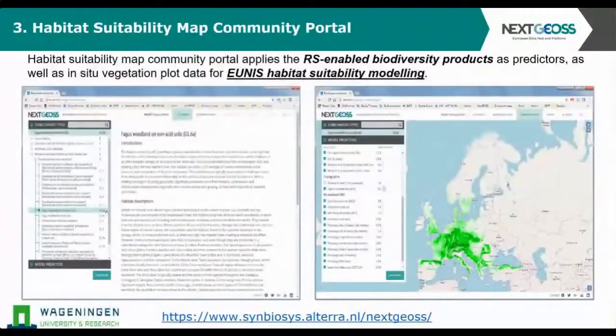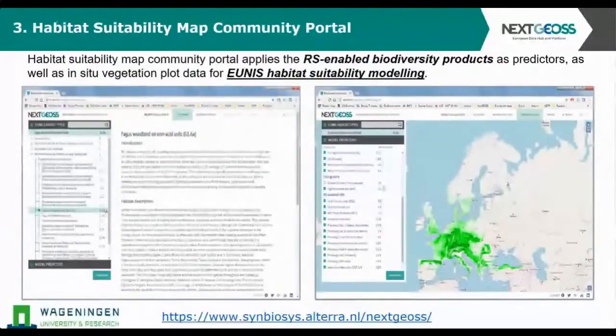As explained a little bit before, there is another community portal called Habitat Suitability Map, which is created by Wageningen University. In this community portal, for running the model, we apply the remote sensing enabled biodiversity predictor products as predictors, and also a lot of in-situ vegetation plot measurements to run the model and get products like the habitat suitability map.